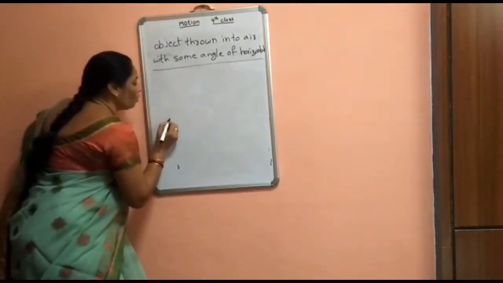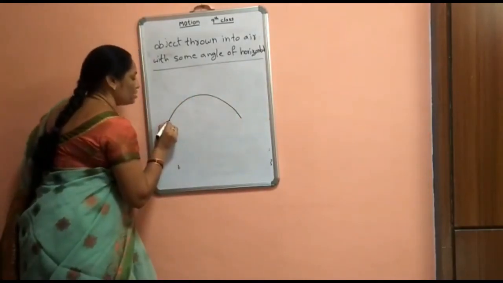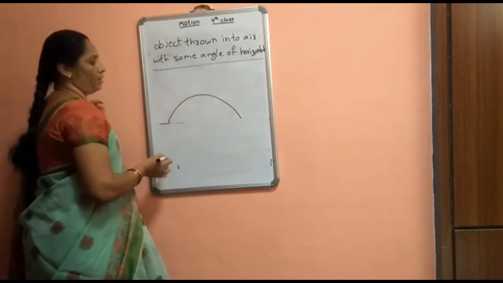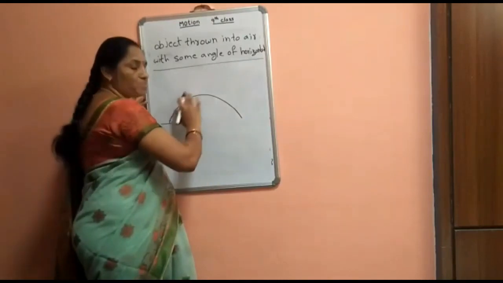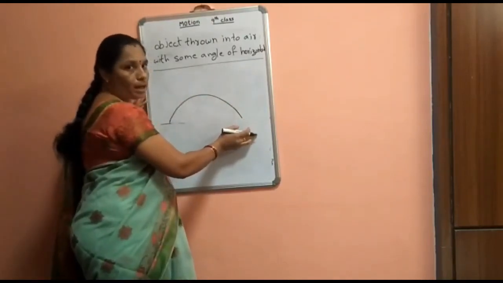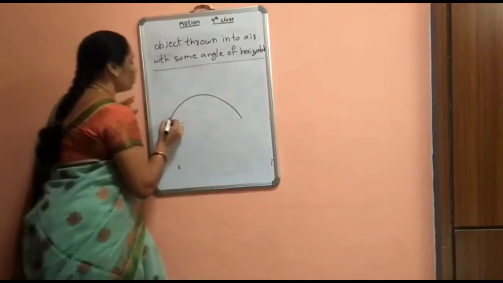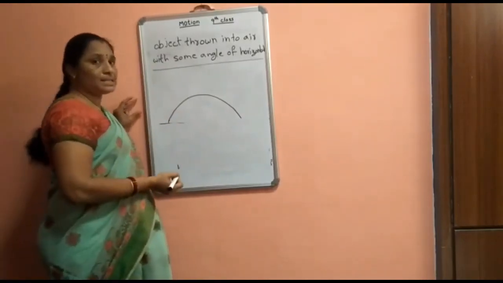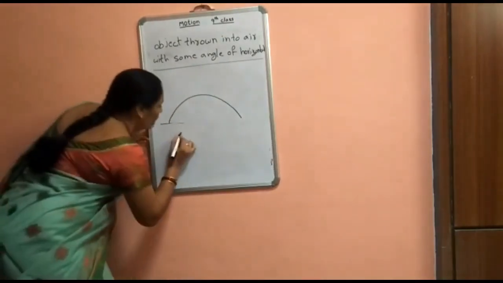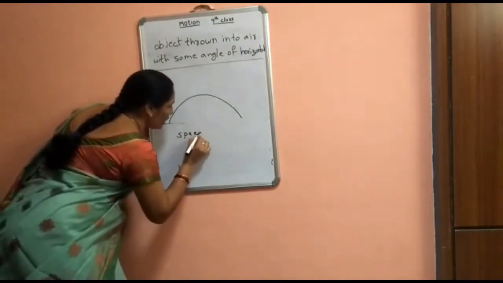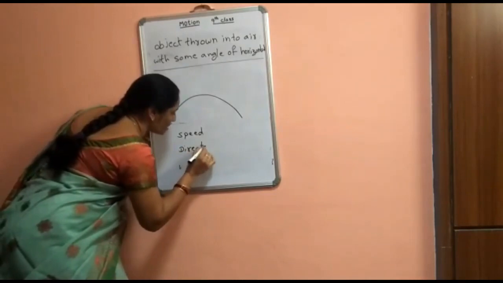Suppose we throw a stone into the air. What is the path of the object? The path of the object is a parabola. So here we observe what is the speed and what is the direction of the object.